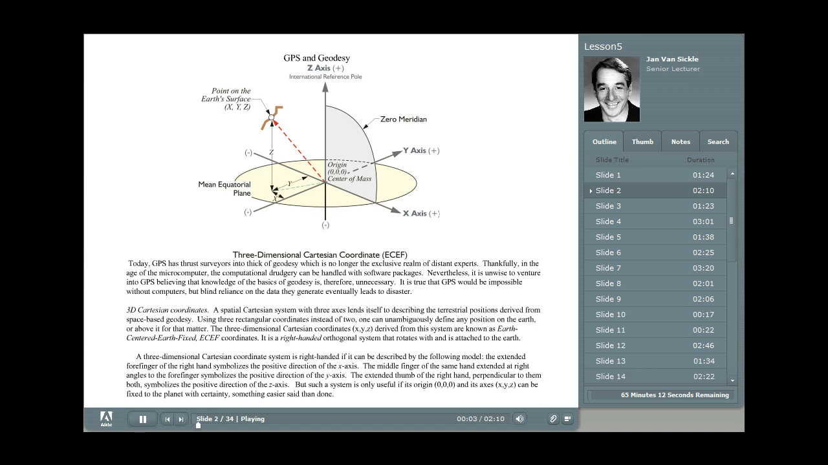This slide shows a construction of a three-dimensional Cartesian coordinate system, and we'll discuss this more as we go along. But it's a right-handed system in the sense that extending the forefinger of your right hand is the x-axis. The middle finger of the same hand extended at right angles symbolizes the direction of the y-axis, and then the extended thumb pointing up is the direction of the pole, the North Pole in this case, right-handed in that sense.